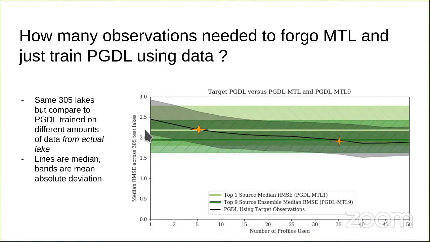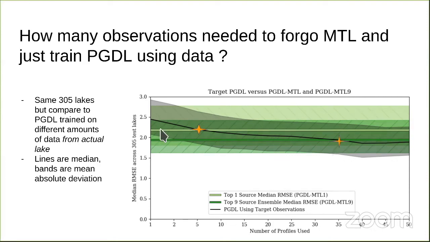And then these green lines here, the light green is the PGDL MTL model, which is the best selected source PGDL model transferred to each of the target lakes, which we saw before the error was around 2.2. And then the ensemble approach would be 1.9 here in the dark green line. And we see that the crossover point for the ensemble model is actually a significant amount of data. Most lakes don't have this 35 or so observations available, which is interesting.